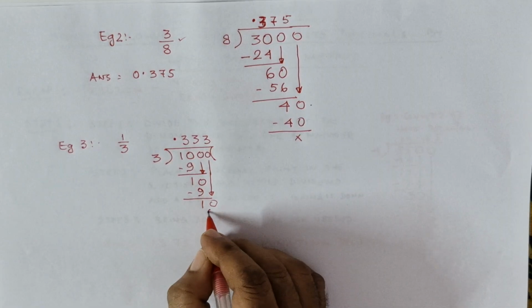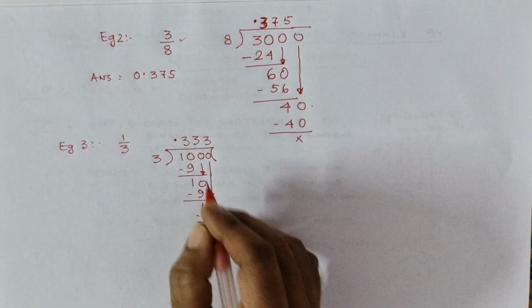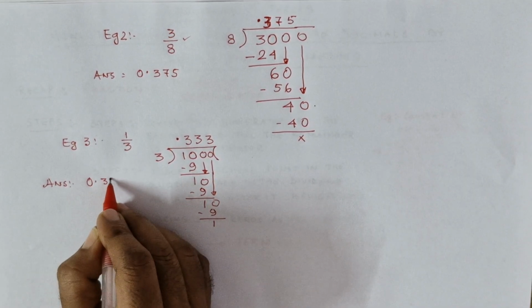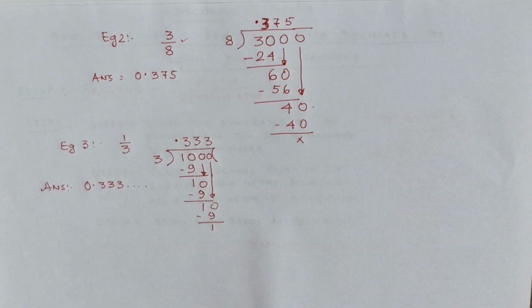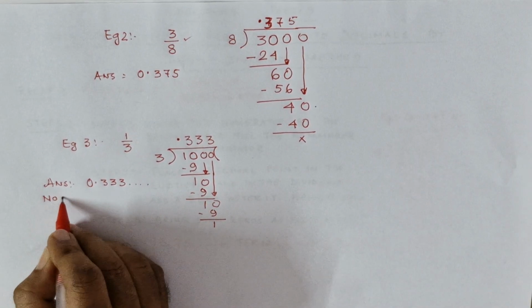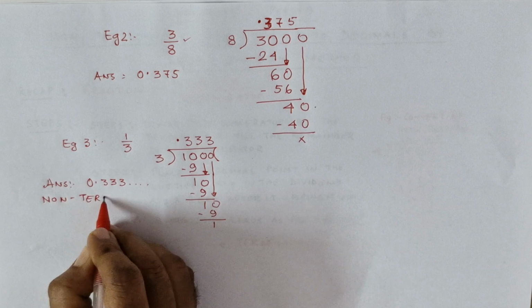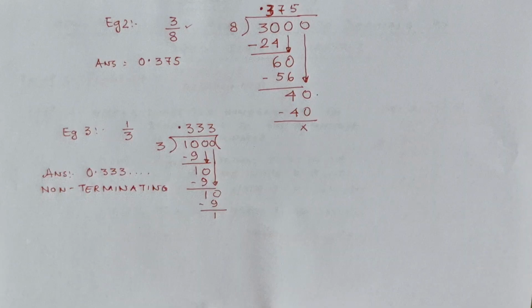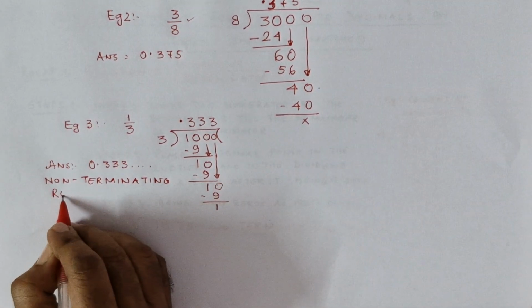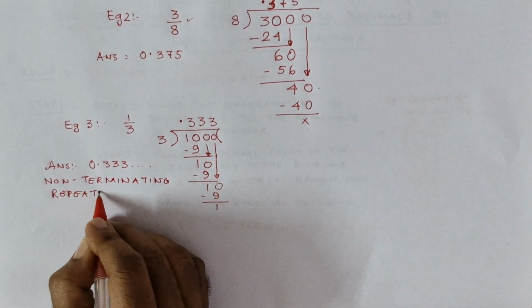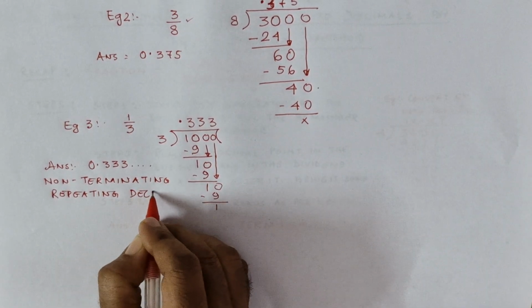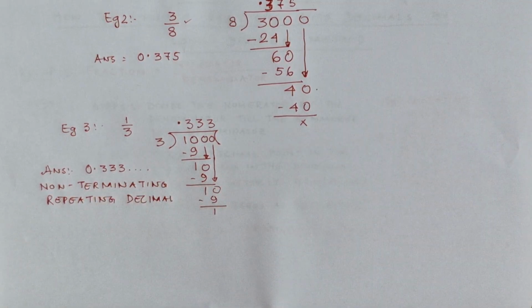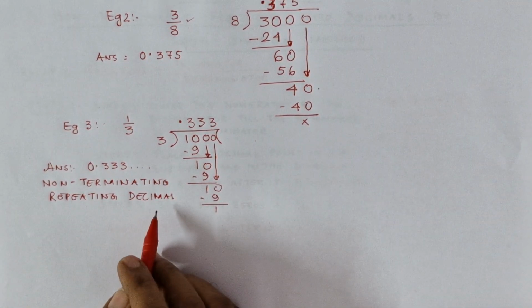So see, nothing is changing, right? The pattern keeps on repeating. So we'll stop here as I said. The answer will be 0.333 dot dot dot. So this is a non-terminating repeating decimal. You cannot terminate it. It goes till infinity. So this is a non-terminating repeating decimal, right?